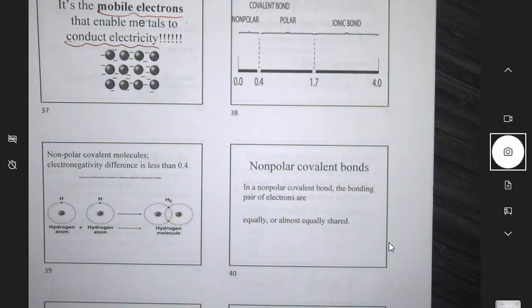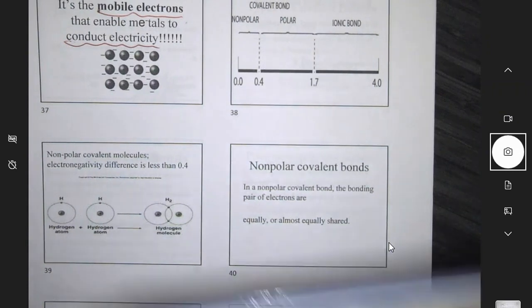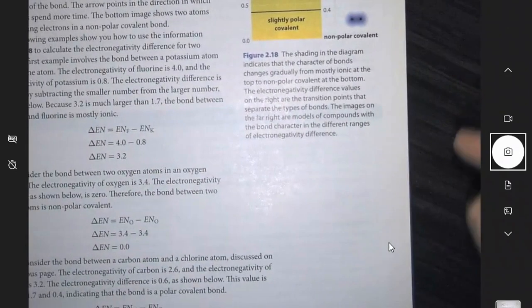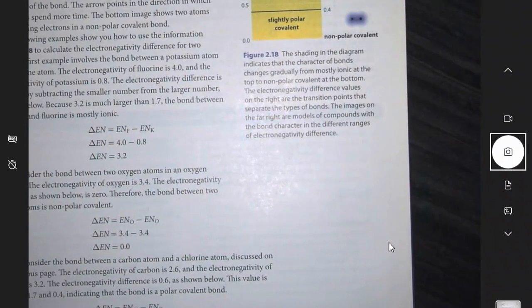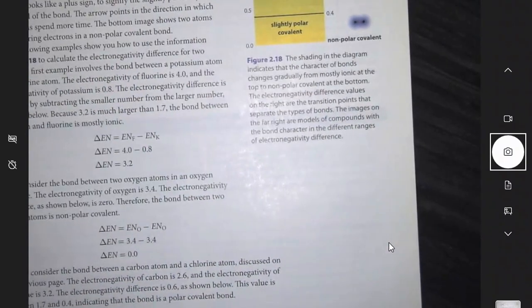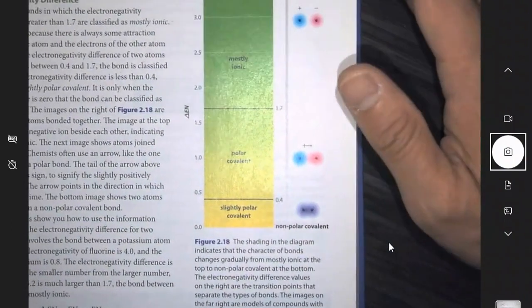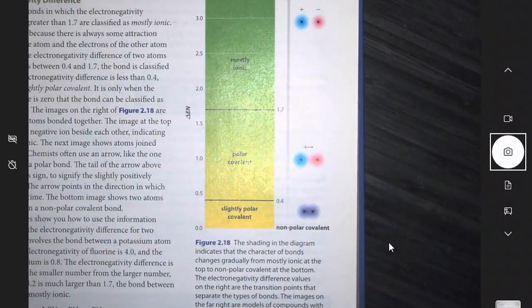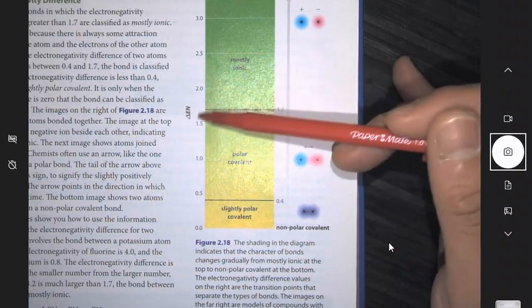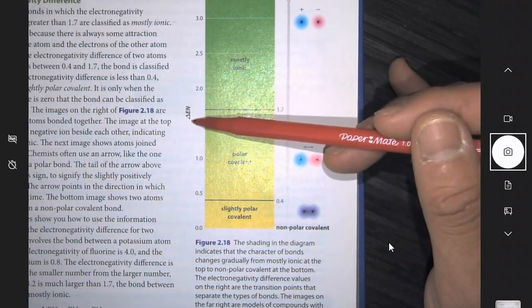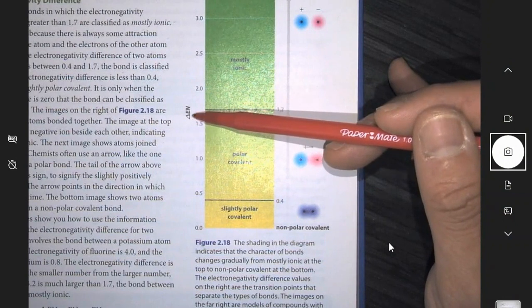So if you take a look at your textbook, page 61, on the top corner of it, you have this really nice color scale. Now, again, if you look at the scale here, look at the axes, you have delta En.